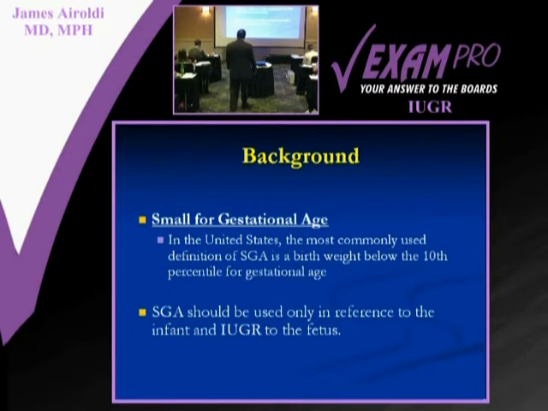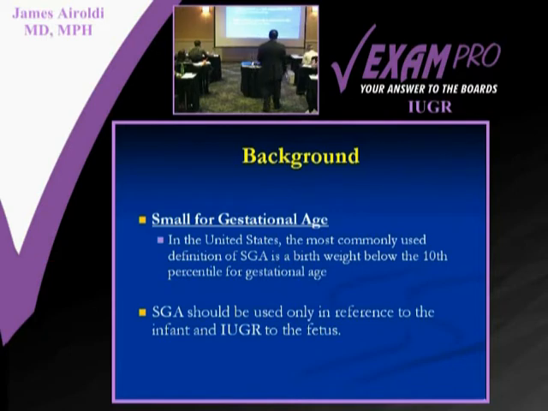Test question. What is the percentage that we use in the United States to say a baby is growth restricted? Is it 10%, 5%, or 3%? 10. It's 10%. In Europe and in other places around the world, they're using 5 or 3%, which I think they're probably right. Because I think with 10%, many of those kids are just normally grown.